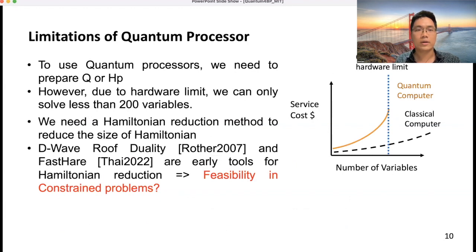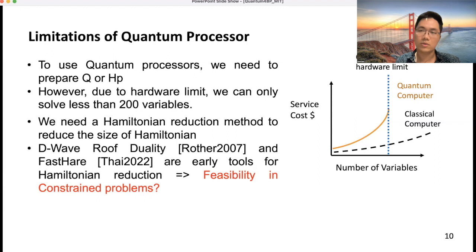Therefore, in order to solve a big problem, we need a Hamiltonian reduction method to reduce the size of the Hamiltonian to fit in the quantum computer. Here we see that there are two leading methods. The first one is roof duality, which is implemented in the D-Wave Ocean library. Another one is FAT. Roof duality is a presolve technique based on linear relaxation. And FAT is a graph computational method. For FAT, they will design a group of variables which will have the same value, either minus one or one in the Ising model.